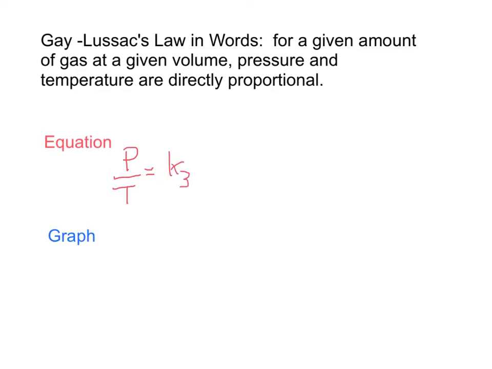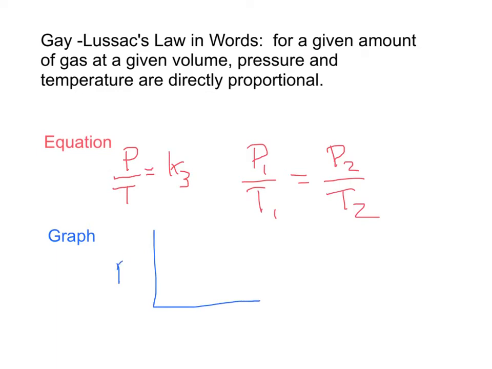We'll call this one K3. In a more useful form, the ratio of pressure to temperature in the first instance for the same system is equal to the ratio of pressure to temperature in the second instance. Knowing any three of those, we can predict the fourth one. The graph for this, since it's a direct proportion, plots P versus T and gives a straight line. And that is our Gay-Lussac's law.